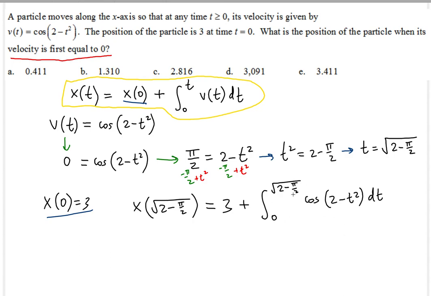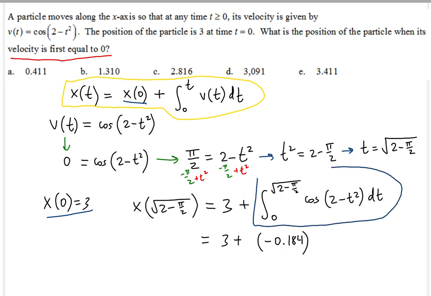Now, this integral cannot be done by hand, so you will need a calculator that does integrals, or an online calculator, whatever you want. Basically, it's going to be 3 plus the integral value, which should be approximately negative 0.184. That's what the calculator should give you. If you do this correctly, you're looking at 3 minus 0.184, which is equal to 2.816. So the correct answer that you should indicate is C.